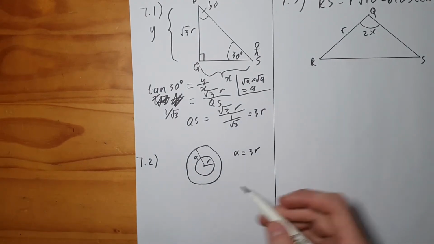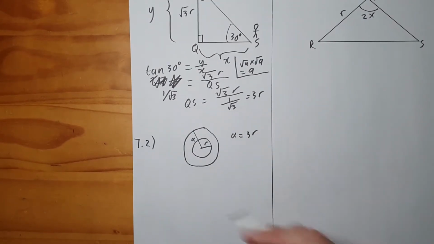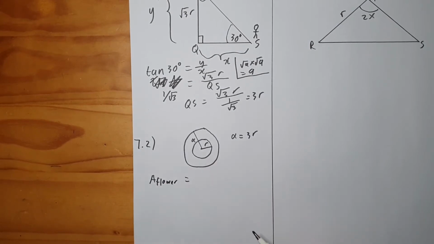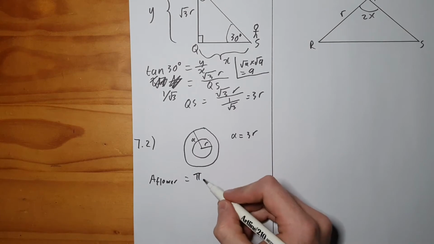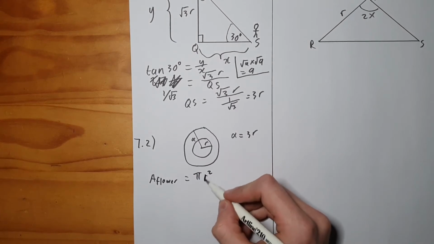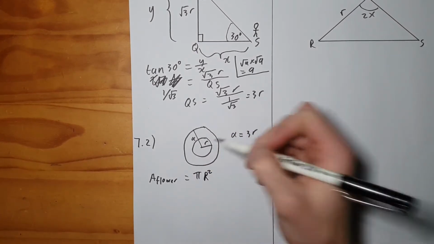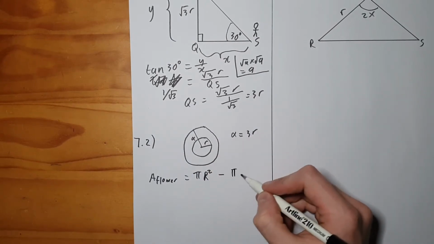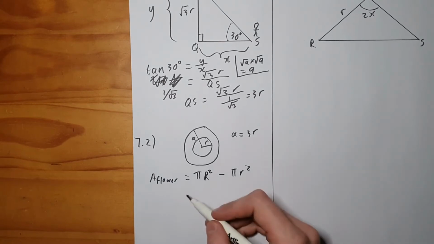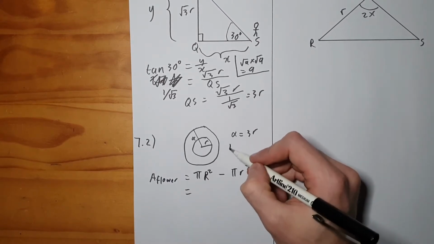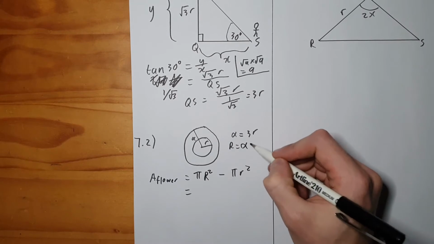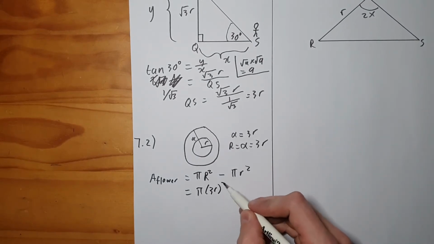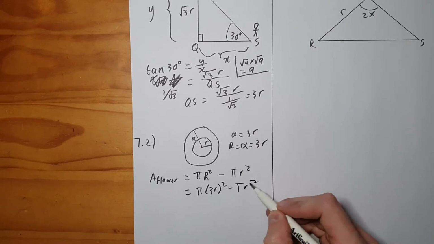So the area of the flower bed, I'm going to refer to it as A flower, is going to equal pi R squared, where we call that big R for the outer circle, minus the inner circle, so that's pi little r squared. We know that big R is equal to alpha, which equals 3r, so that's going to be pi (3r) squared minus pi r squared.